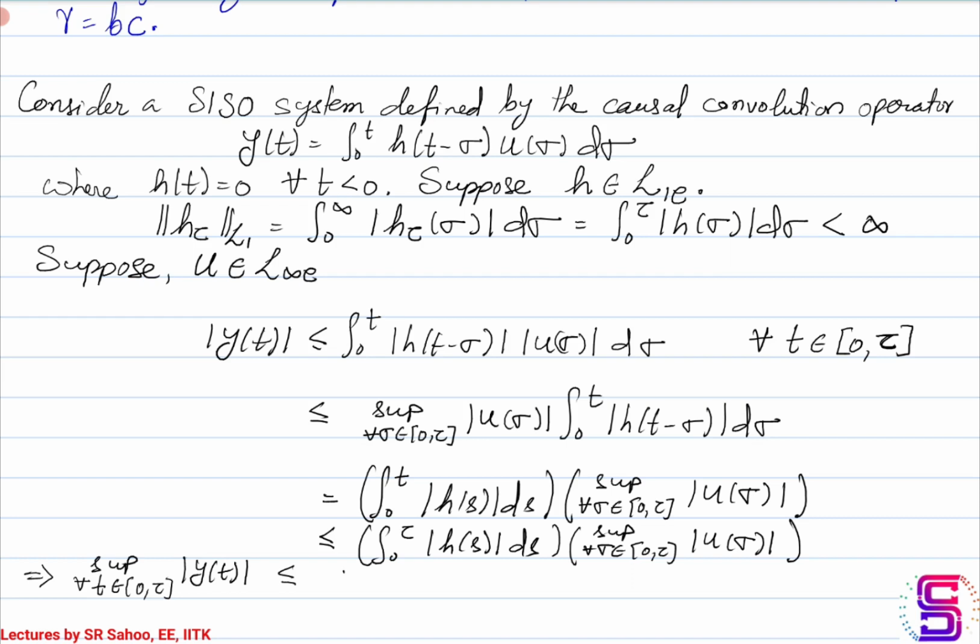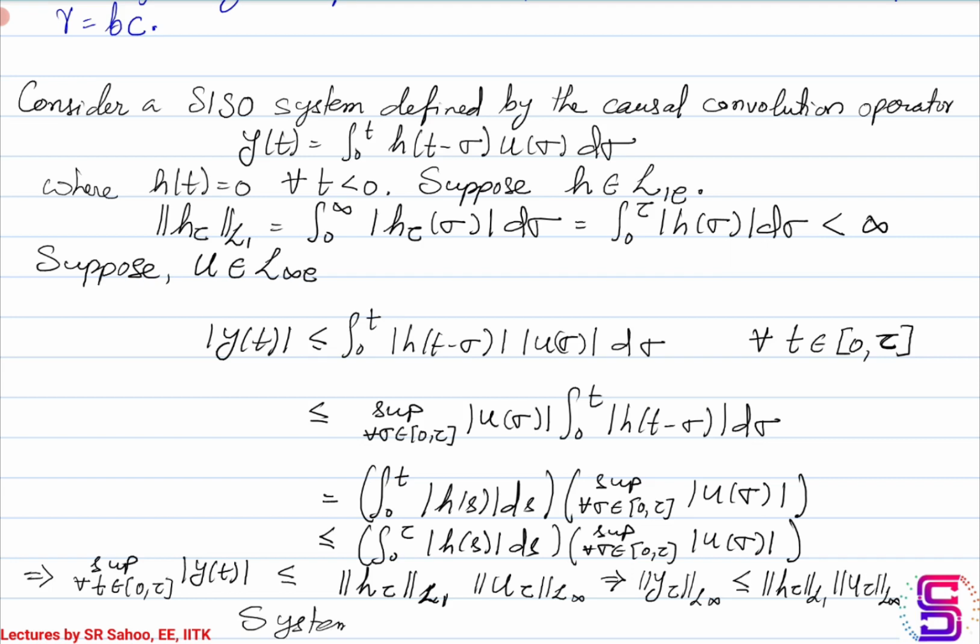So the right hand side is nothing but the truncated L1 norm of h, because this is going to be finite as given that h is in the L1 extended space, and this one is going to be the truncated L infinity norm of u, which essentially tells me that the L infinity norm of y tau is going to be less than or equal to the L1 norm of h tau times the L infinity norm of u tau. This inequality establishes that the system is L infinity stable.